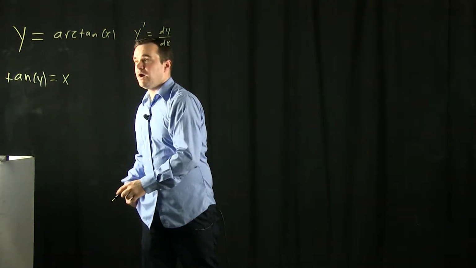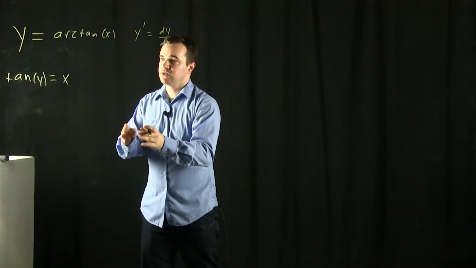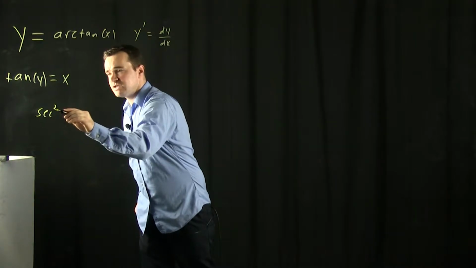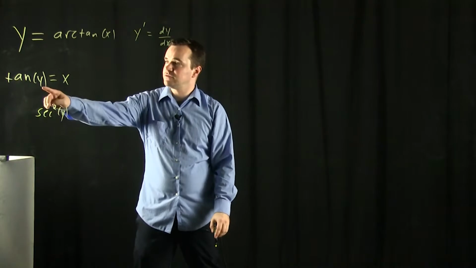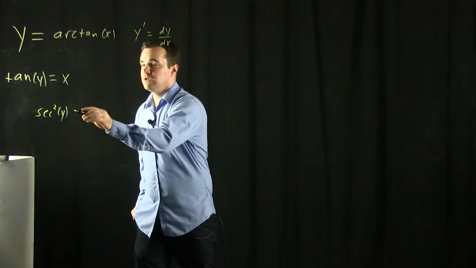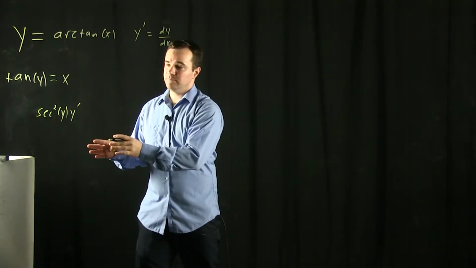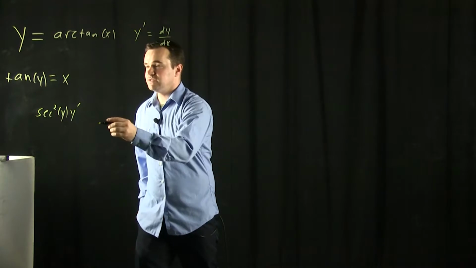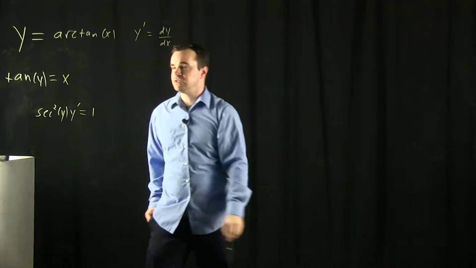Differentiating tangent of y, this is a composition of two functions. My outside function is tangent, my inside function is y. The derivative of tangent is secant squared. Plug in the inside function, and then multiply by the derivative of the inside function. That's y prime. That's what we're trying to figure out. We don't know what that is yet, but nevertheless, we're just going to leave it there. It's equal to something. And the derivative of x, of course, is just equal to 1.